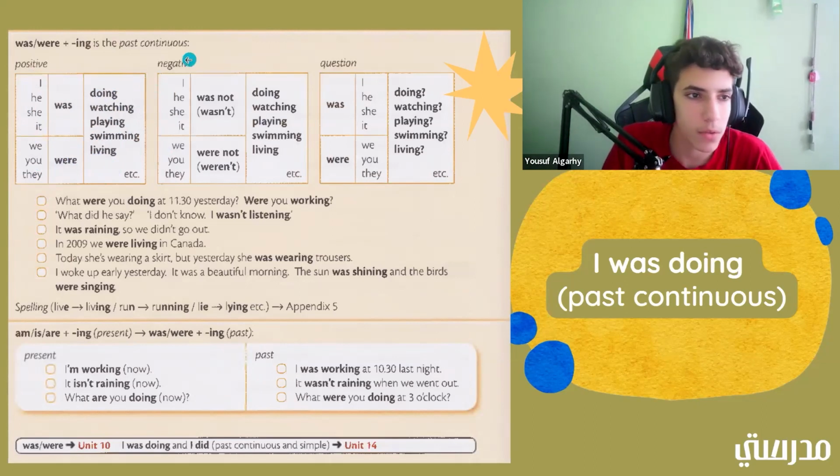Now we have negatives. So we have positive, negative, and question. We have: I was not doing. He was not watching. She was not playing. It was not swimming. We were not living. You were not doing. They were not watching.